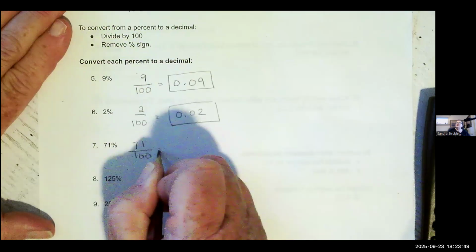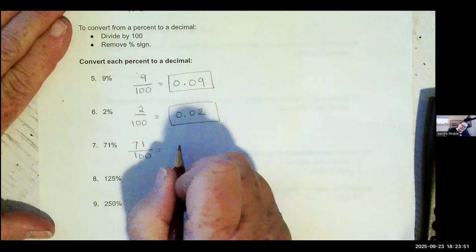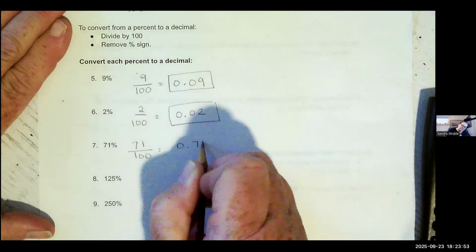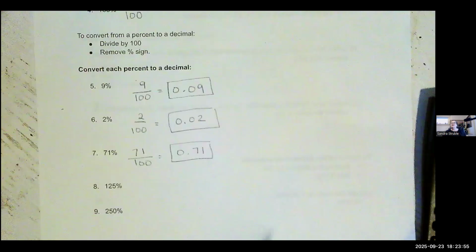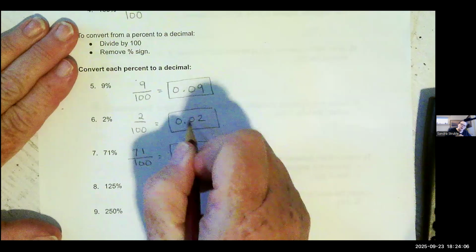Same thing for the next one. 71 divided by 100, get rid of the percent sign, and that's 0.71. The reason I put a 0 in front is so that you know that it's a decimal, okay? Because sometimes if you put .71, some of you write so light, I can't see the decimal here, and it could be wrong. So please put a 0 in front of the decimal.